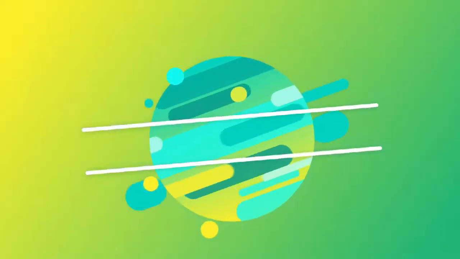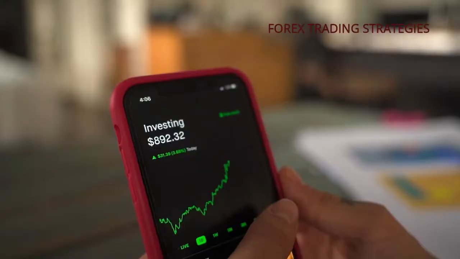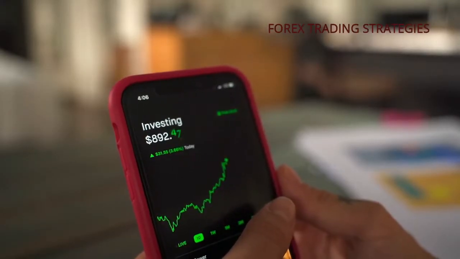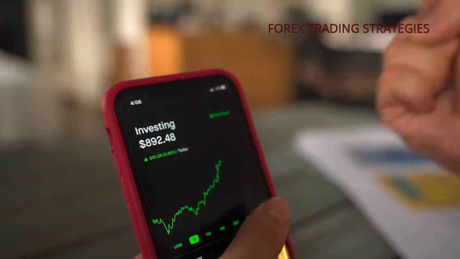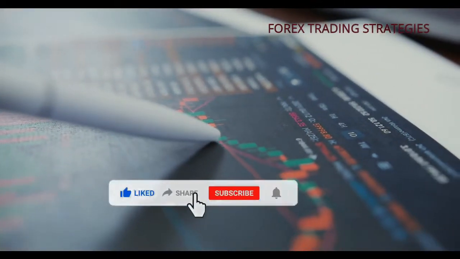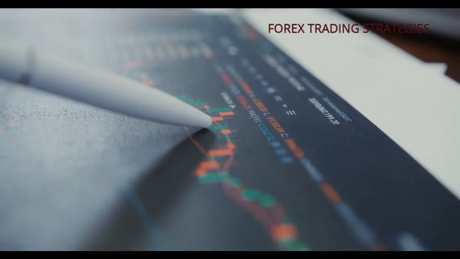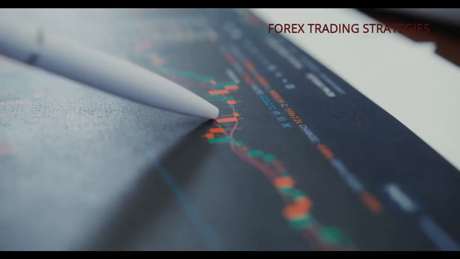Step 3. Open and fund the trading account. After you've decided on a broker, you can deposit funds into a trading account. Most online Forex brokers accept a number of ways to fund an account, including bank wire transfers, debit card payments, or transfers from electronic payment providers like Skrill or PayPal.